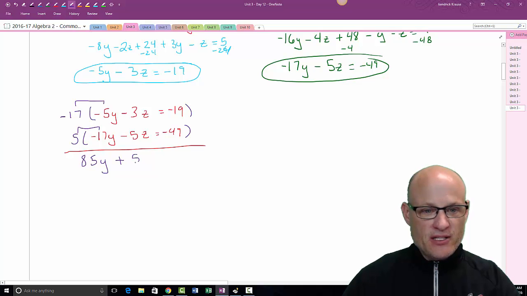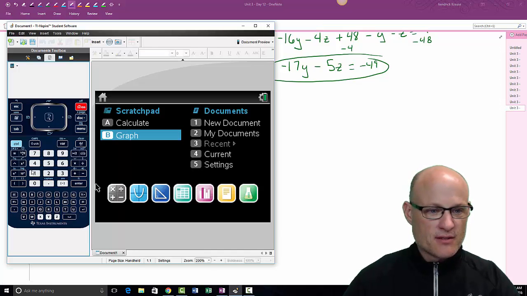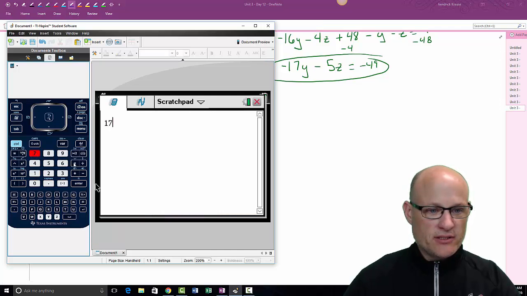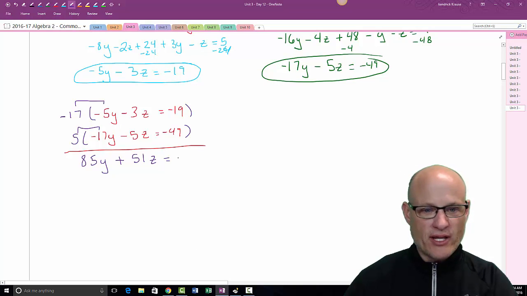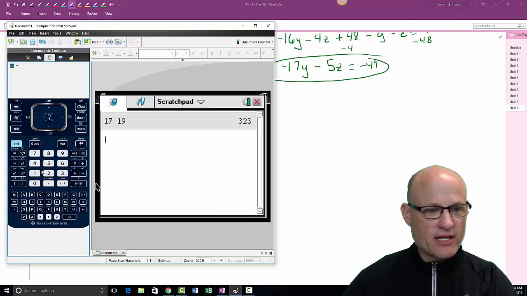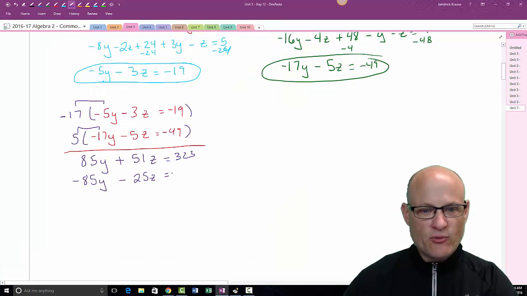Plus 51z equals, and I have no idea, 17 times 19, 323. And I think it actually is positive because they're both negative, so positive 323. Positive negative 85y minus 25z equals, and then 5 times 49, negative 245.